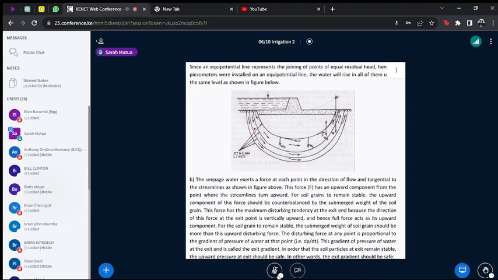Now, as that water moves, because of the equipotential lines, we are going to have water flowing from the upstream to the downstream. And as that water seeps, you are going to find that it exerts a certain pressure. We are going to have some pressure, a force, exerted at each point in the direction of flow.